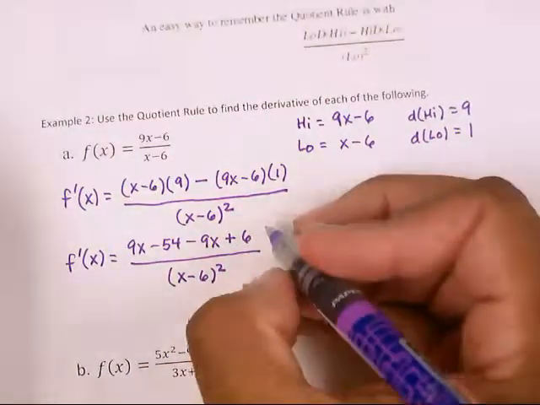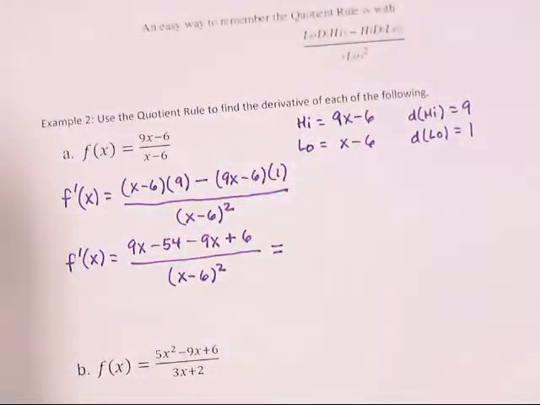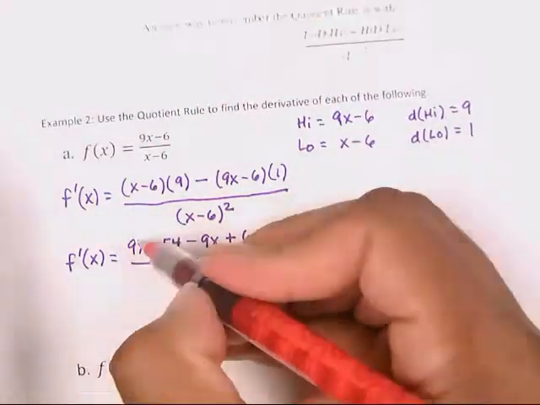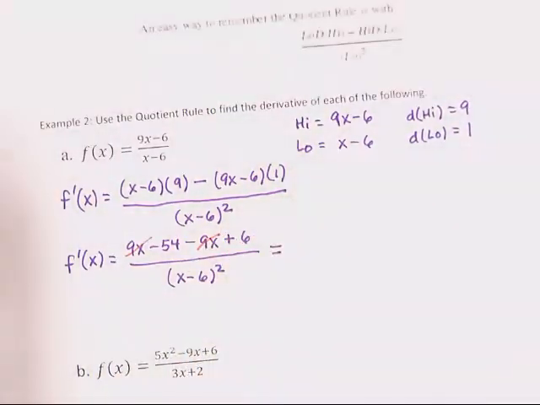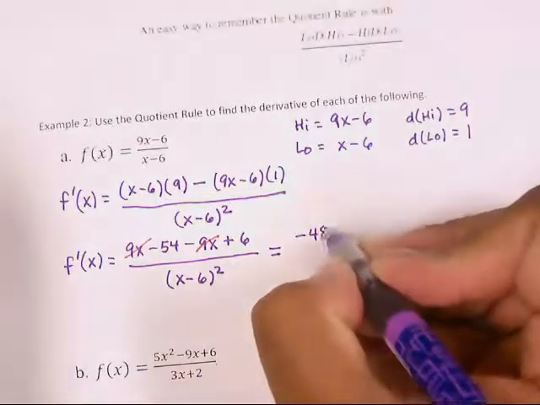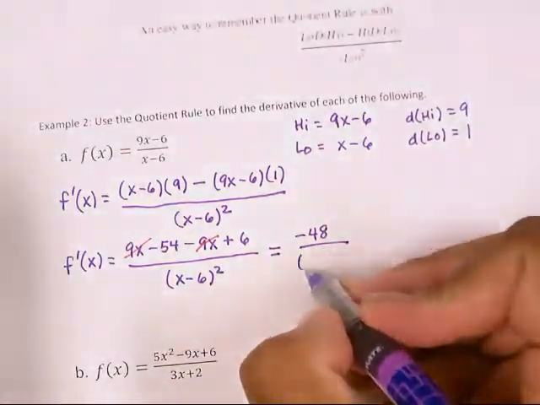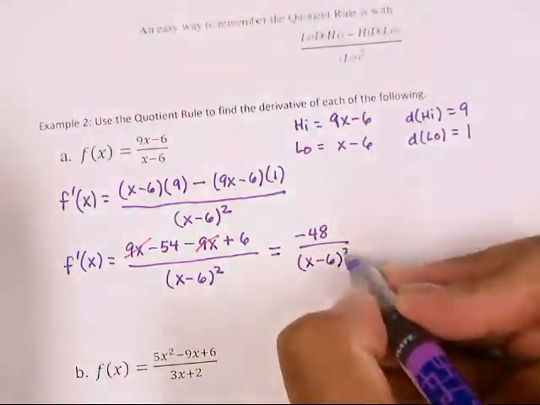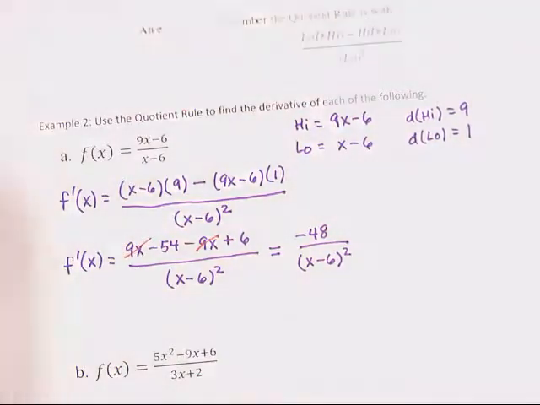And now let's combine some like terms here. That 9x and the minus 9x, that's gone. Negative 54 plus 6 will give you a negative 48. So the numerator will be negative 48, the denominator will be (x minus 6) squared. And that will be the derivative of that particular function applying the quotient rule. Okay?